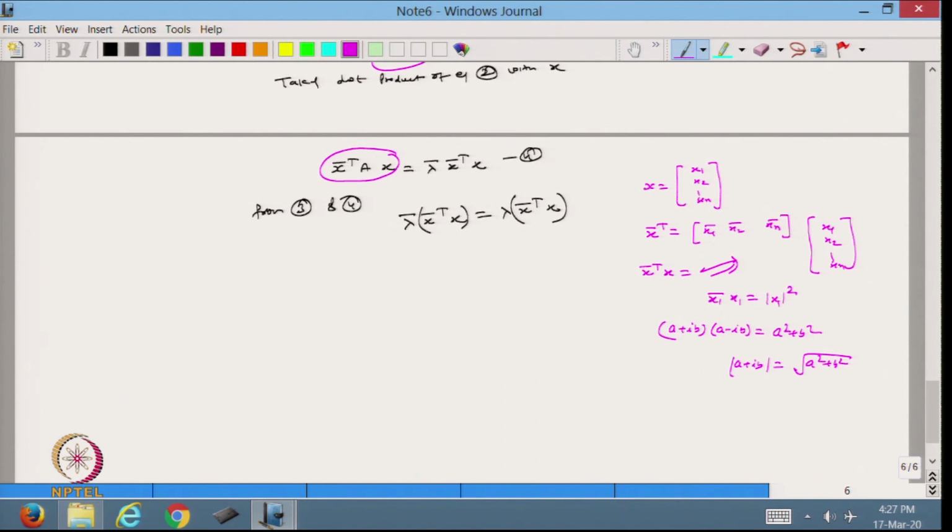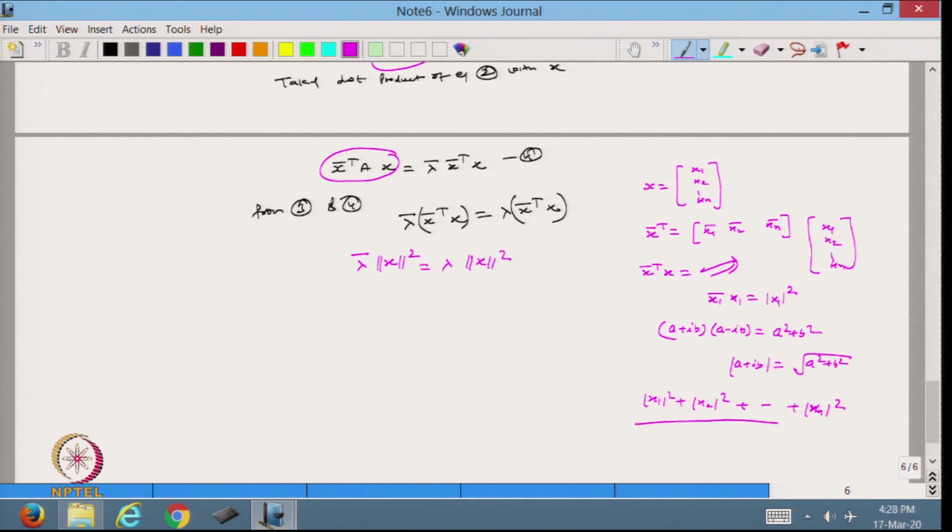So, based on this, this quantity is basically the first one, then the second one, then the third one. So, this one I can write as the modulus of x1 squared plus the modulus of x2 squared and so on up to the modulus value of xn squared.